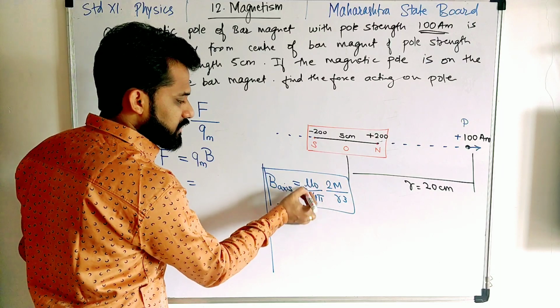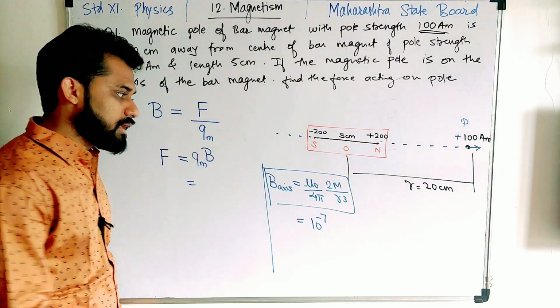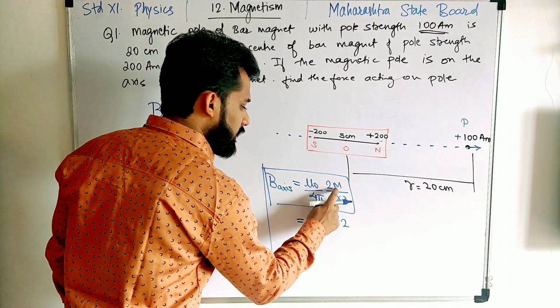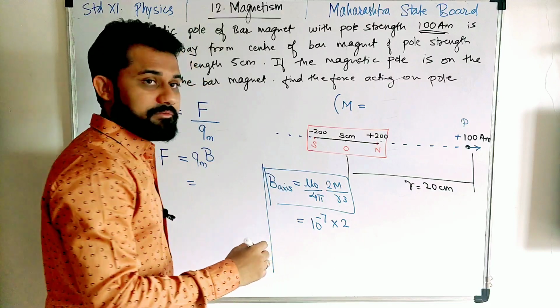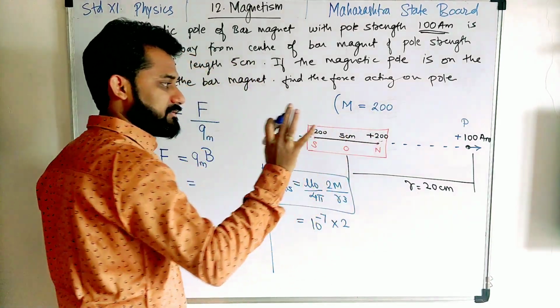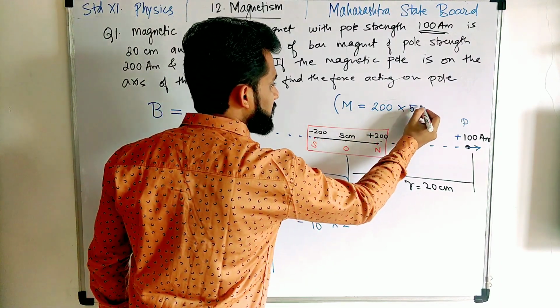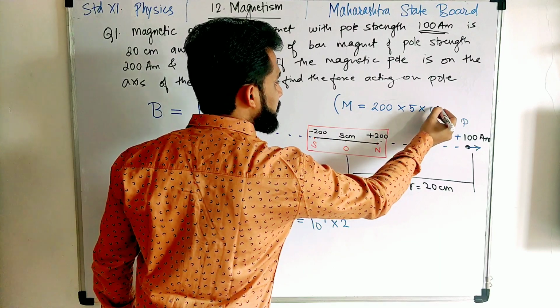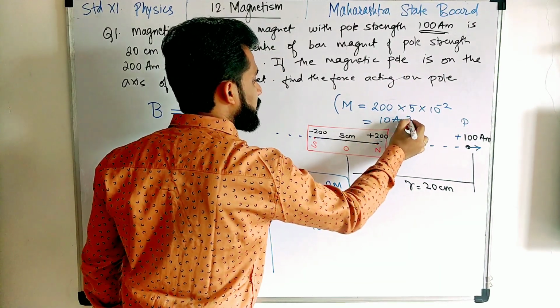Now we know the value of the constant mu naught by 4 pi is 10 to the power minus 7, into 2 into m. What is this m? This is called the magnetic dipole moment, which is the product of pole strength, taking any one pole, plus or minus, the magnitude, into the magnetic length. The length is 5 centimeters, and centi is 10 raised to minus 2. On solving this, you will get 10 ampere meter square, the SI unit.